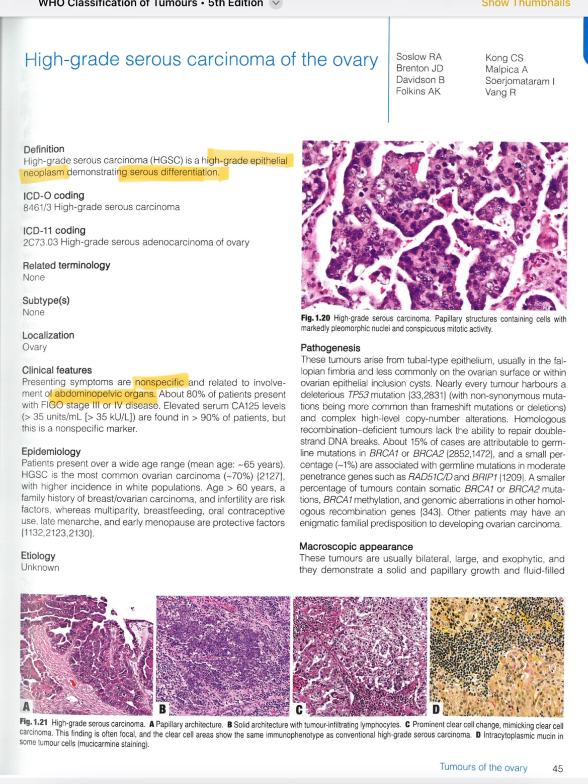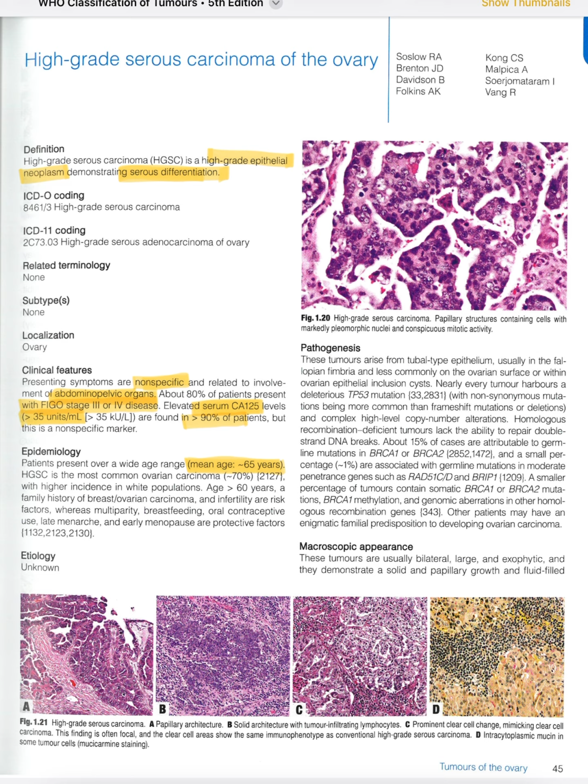About 80% of the patients present with FIGO stage 3 or 4, and there will be elevated serum CA125 levels, which are more than 35 units per ml in more than 90% of the patients, but it is a non-specific marker. Okay, if we talk about epidemiology, as we already talked about, the mean age is slightly higher than low grade serous carcinomas, a decade higher.